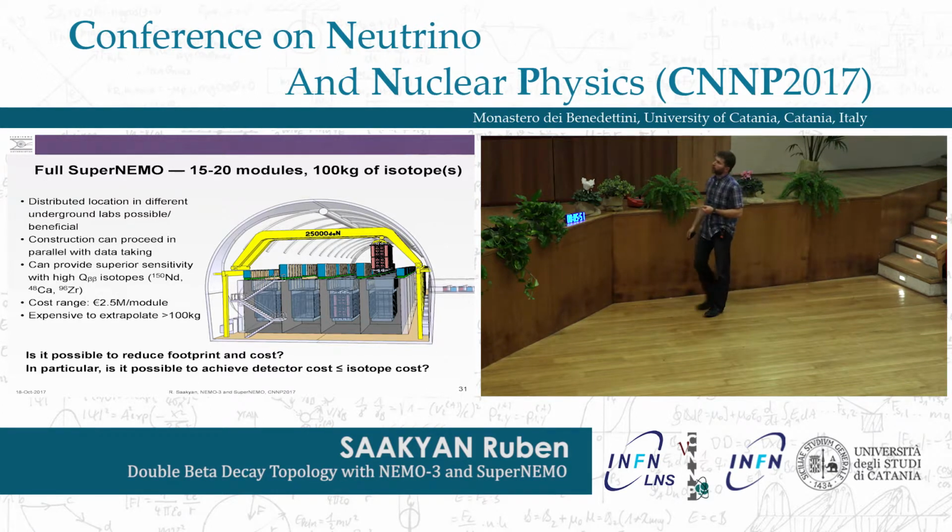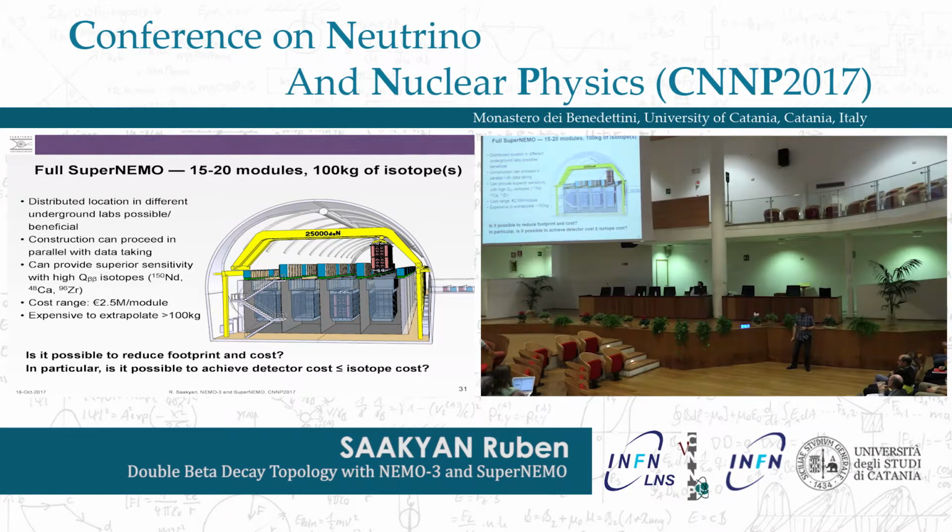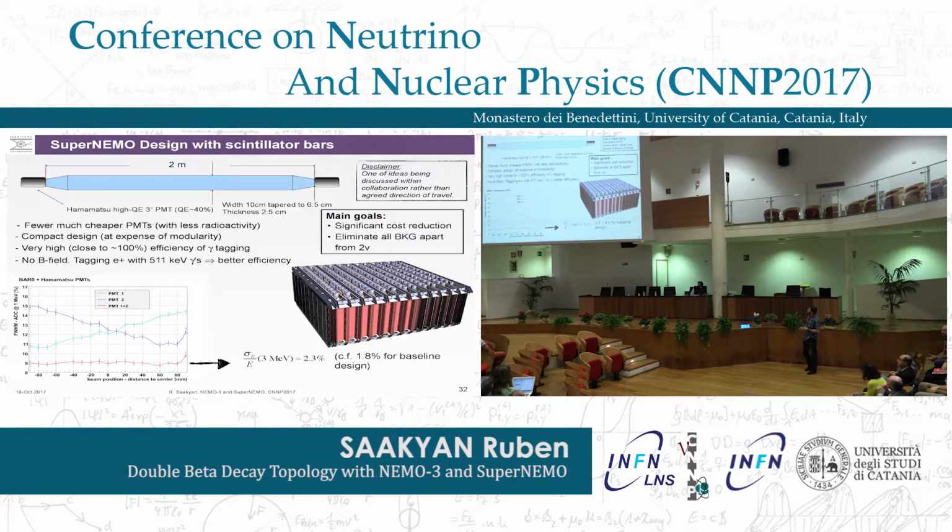the underground lab space. Now we started thinking about, as I said, there is active R&D on the high Q beta-beta isotopes as well, and we also started thinking about what we can do to optimize the design of such an approach to reduce the cost and possibly extrapolate to greater than 100 kilograms. In the last few minutes, I'll just quickly say a few words about that.